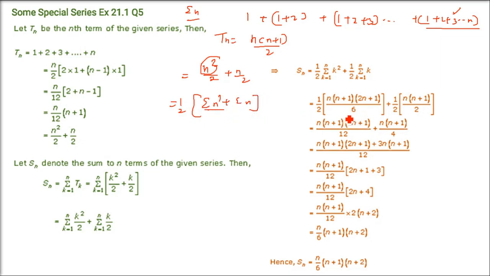Now take half outside. Sigma n square is n into n plus 1 into 2n plus 1 by 6. In place of sigma n, you write n into n plus 1 by 2. Half is already outside. Rearrange, this sum is going to come.